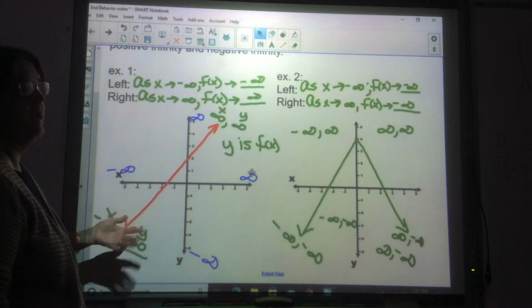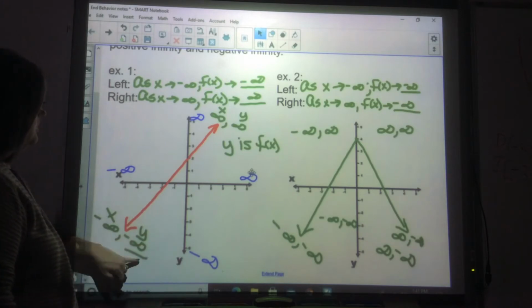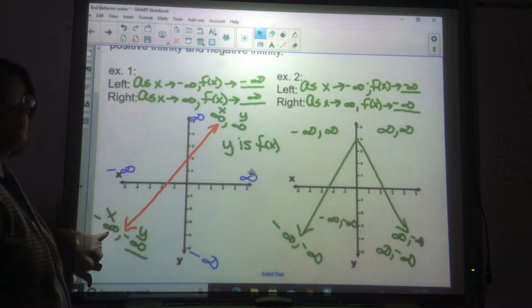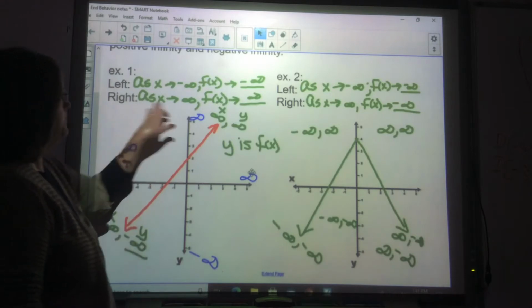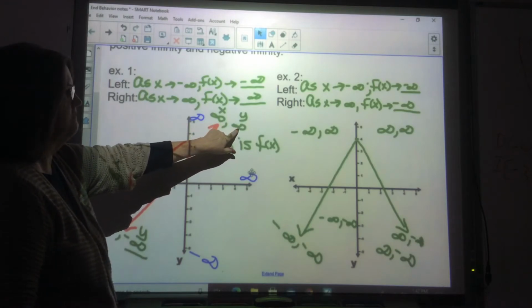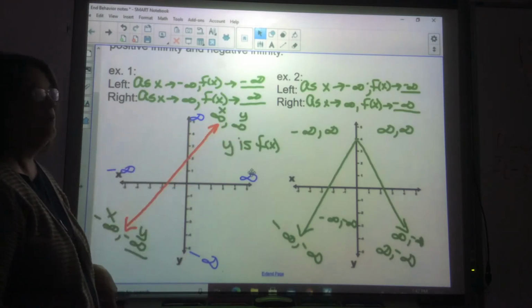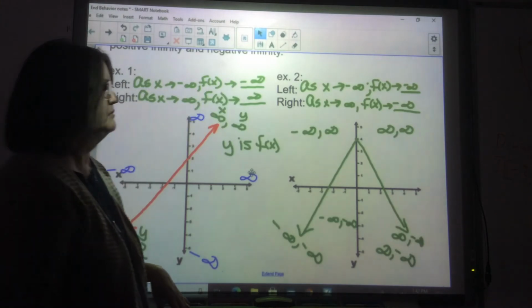And all you really have to do, once you label your x and your y, is just look. As x approaches negative infinity, what does y approach? Well, negative infinity. As x approaches infinity on the right side of the graph, what does y approach? Infinity. So if you can label your arrows, this is a no-brainer. This is easy if you can label your arrows.